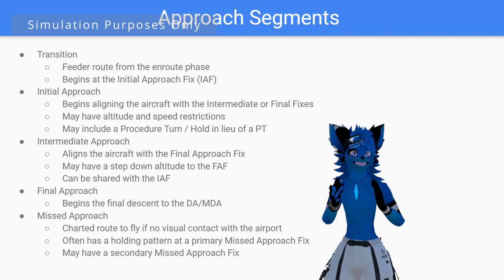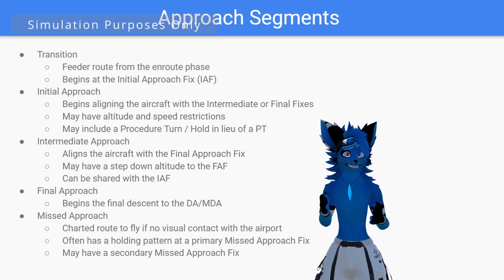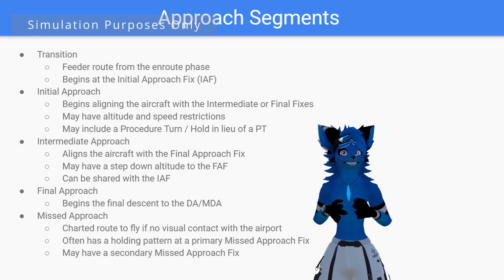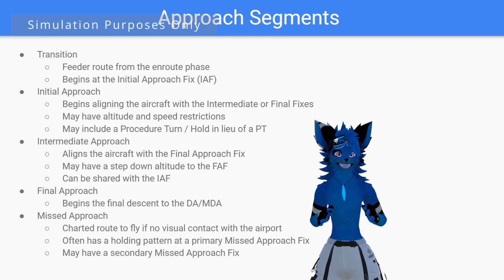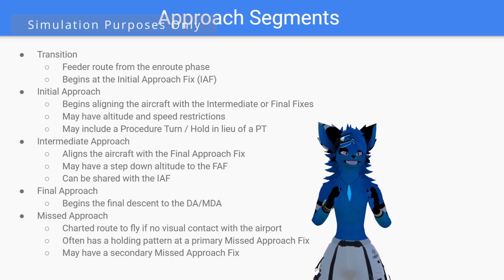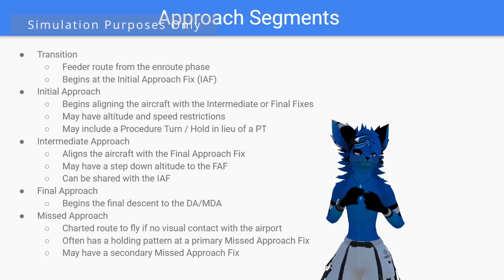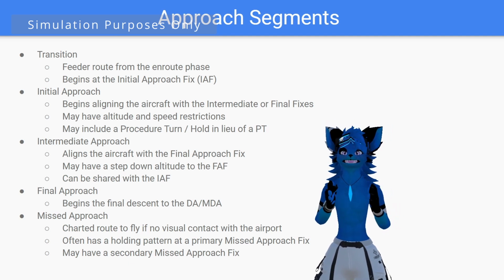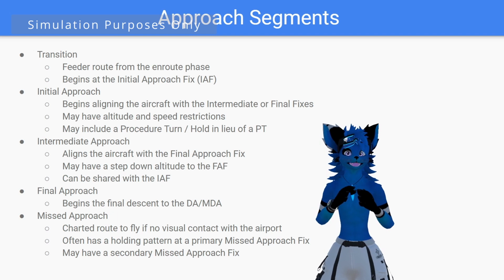Intermediate approach fixes can also be shared with the initial approach fixes. Really just depends on the type of approach that you're flying. So there may be times where you don't see an intermediate fix, so don't let that scare you. If you only see the initial fix and the final fix, it's because the intermediate and the initial fix are the same. The final approach is when you begin your final descent down to the runway, and that is going to be identified by the final approach fix.